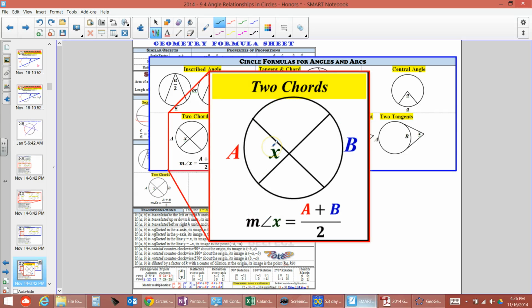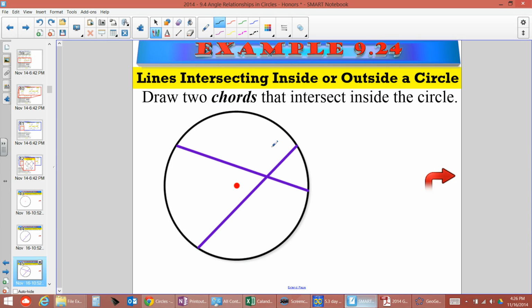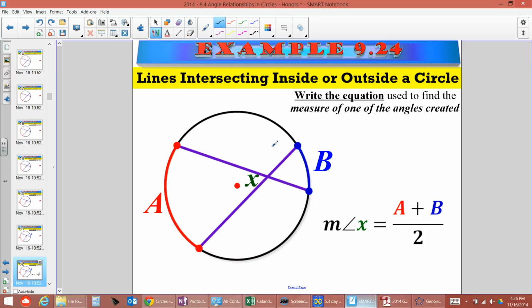So inside we have to add them together. We draw two chords. We notice we have the big arc and the small arc. We're still going to add them together and label them properly. I write our equation. I like this because no matter where I move them, it's big arc, small arc, divide by 2.